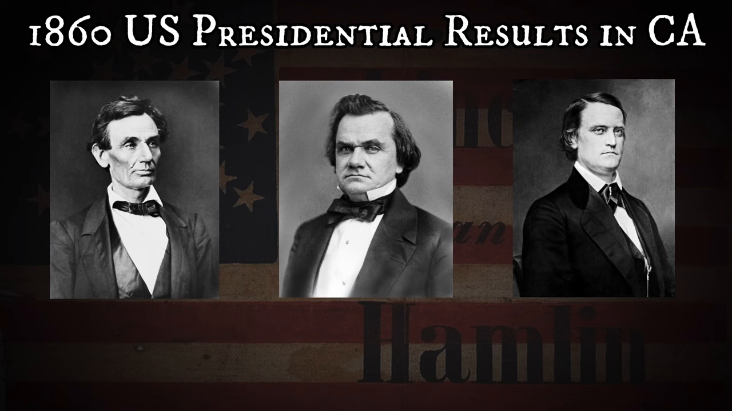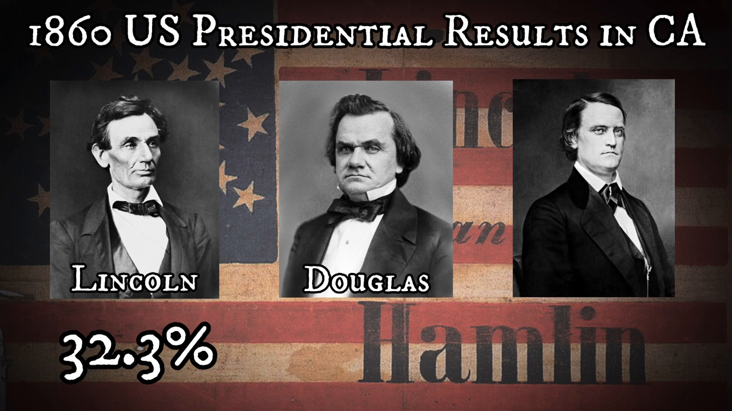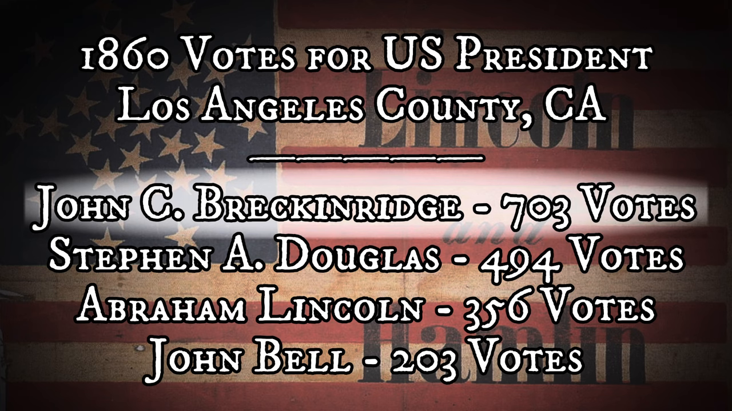The results of the 1860 U.S. presidential election illustrate the political division in California. Republican Abraham Lincoln narrowly won the state with 32.3% of the vote, followed closely by Democrat Stephen Douglas with 31.7%, and Southern Democrat John C. Breckinridge with 28.3% of the vote. In Los Angeles County, Southerner John C. Breckinridge won a clear majority, with Lincoln in third, barely receiving half of the votes Breckinridge had received.